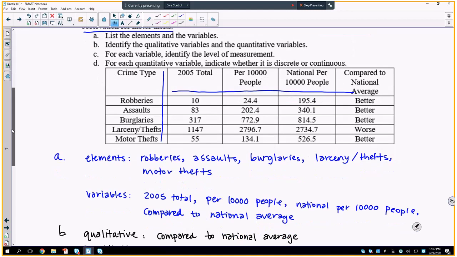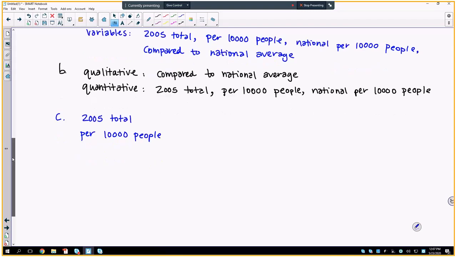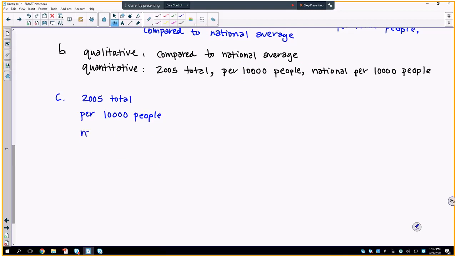Again, our variables are the 2005 total, the per 10,000 people, and so on. We want to determine the level of measurement, meaning we want to decide if each one is nominal, ordinal, interval, or ratio. So I'm going to write these down, and we'll see if we can figure out the level of measurement for each variable.